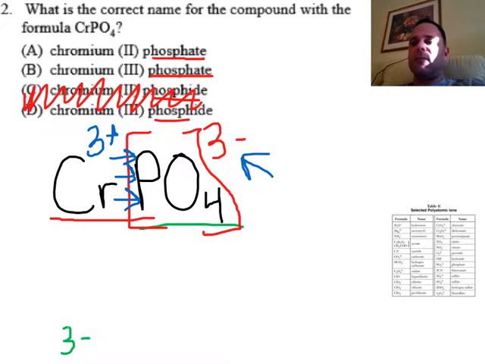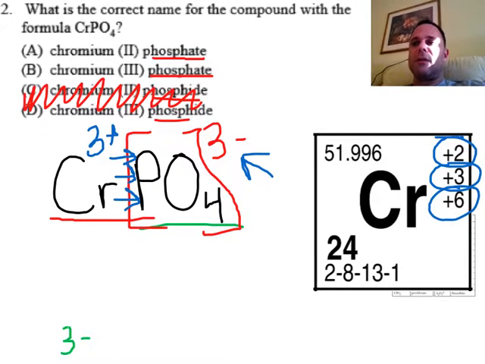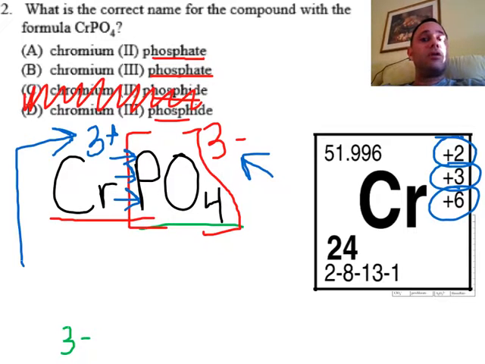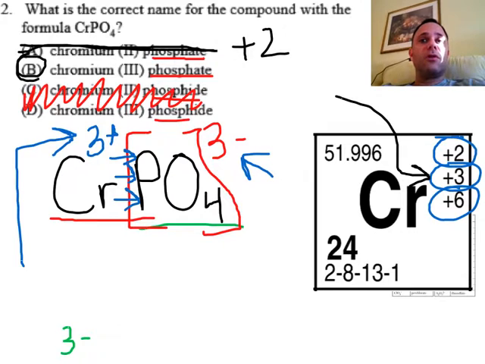Now take a look at this. I got this from our periodic table. And this periodic table is showing that chromium could be a +2, a +3, or a +6. So as evidence of this +3, we are looking for the chromium that can acquire a +3 charge. Rolling back to our choices. We have choice A that says chromium 2. That would mean that it's using the +2 charge. Cannot be. And choice B says chromium 3 phosphate, which means it is using the +3 charge. The answer is 2.